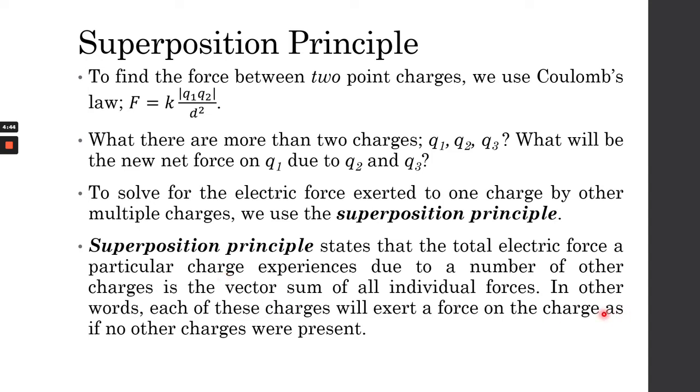In layman's terms, each of these charges will exert a force on the charge as if there are no other charges present. You can also do it the same way because Q1 also exerts a force onto Q2, and Q3 exerts a force onto Q2. But what you're going to do is basically choose one charge, because if we measure the forces experienced by all these charges, it will take a long time to solve.